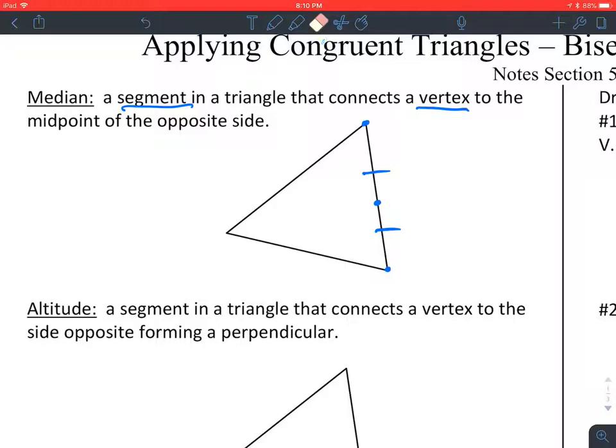So for example, in this picture, this blue segment is a median. It connects a vertex to the midpoint of the opposite side.